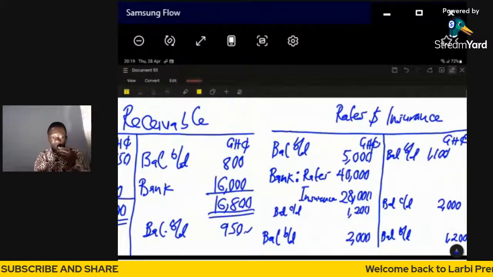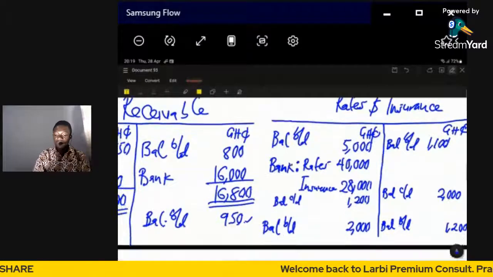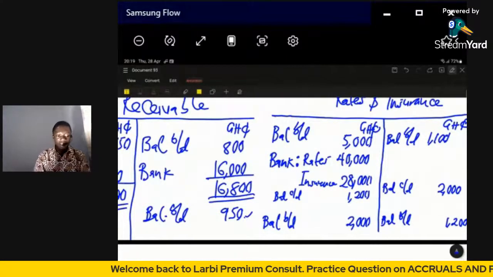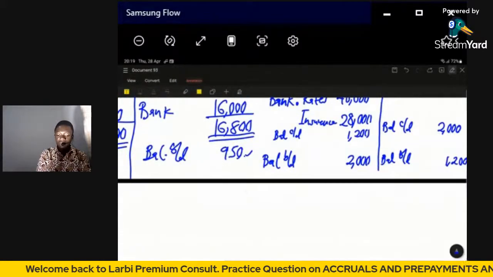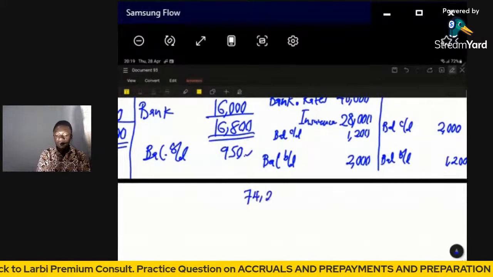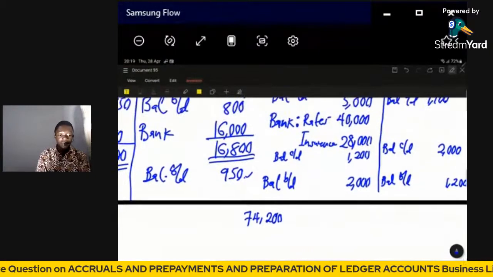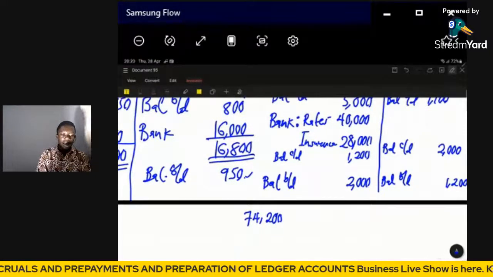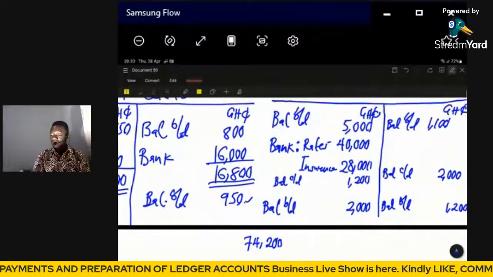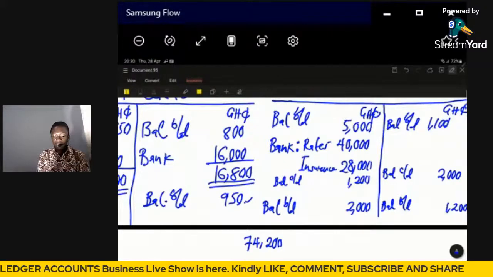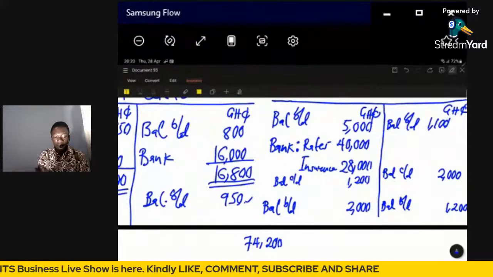So let's see. With my calculator, when I added all the debit side, I had a total of 74,200. That's what I got for the debit side. For the credit side, I had 1,100 and then 2,000. Remember the balance brought downs aren't part of the calculation, so don't add those ones.